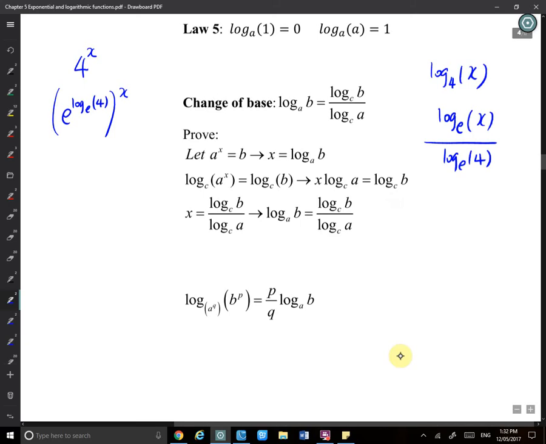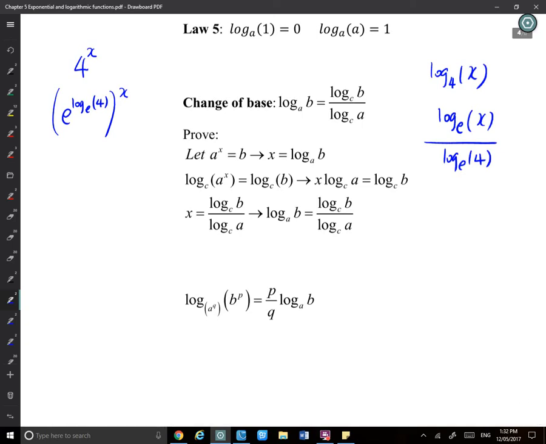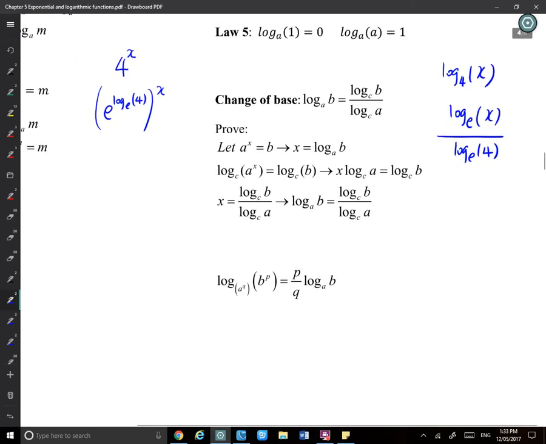So when we have log_a b, and I want to change it to another base c, that will be log_c b divided by log_c a. So that is change of base. I can change it to any base.